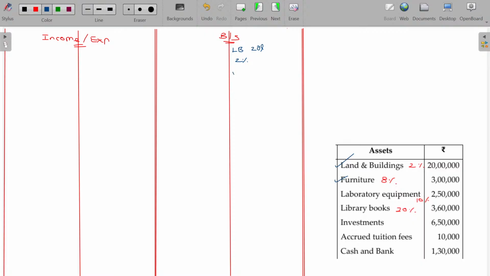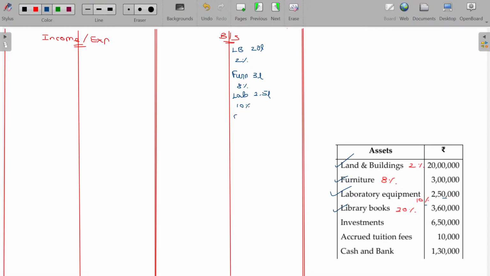Furniture. Any value given in the statement form or account form will be posted only once. If it is given in the adjustment, it should be posted twice. So here, furniture 3 lakhs, the depreciation on that being 8%. Laboratory equipment, 2.5 lakhs, and the applicable depreciation for that being 10%.